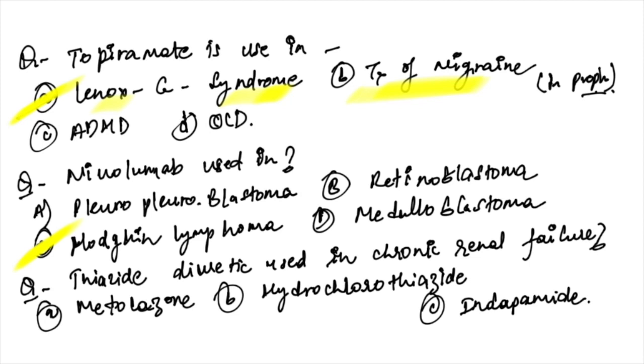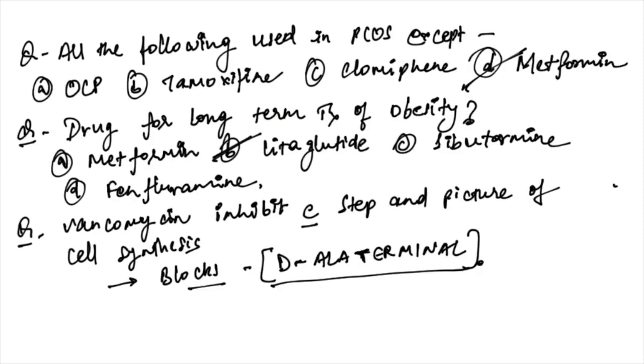Now the thiazide diuretic which is used in chronic renal failure is metolazone. This is very much repeated nowadays, frequently asked. All of the following are used in PCOS except. Metformin is not used in PCOS, and all the other drugs are used. For long term treatment of obesity, liraglutide is used. Vancomycin inhibits which step in cell wall synthesis? It blocks the D-Ala-D-Ala terminals.